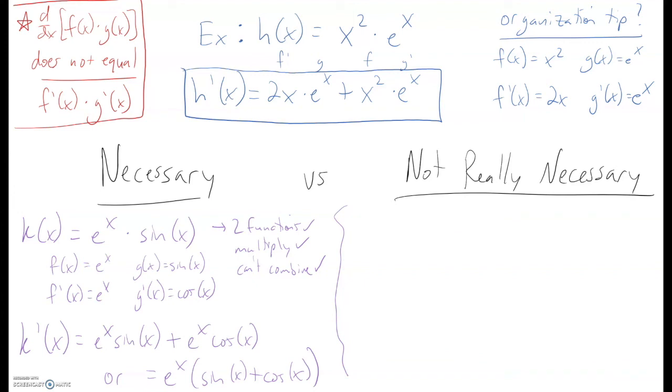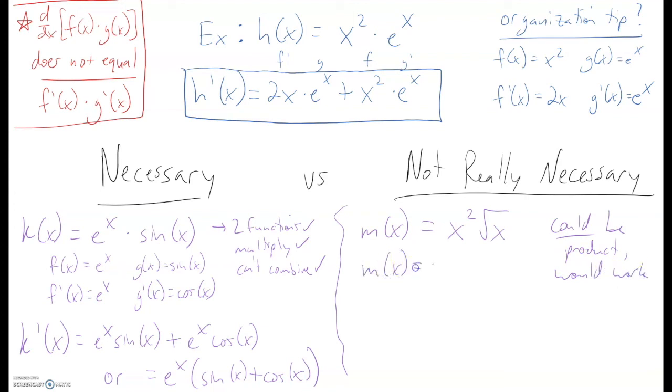And now we'll contrast that with an example where it's not really necessary to use the product rule. Let's set up m of x equals x squared times square root of x. So it's definitely a product of two functions of x, so you could use product rule. It would work, it's going to give something equivalent, but it's more steps.